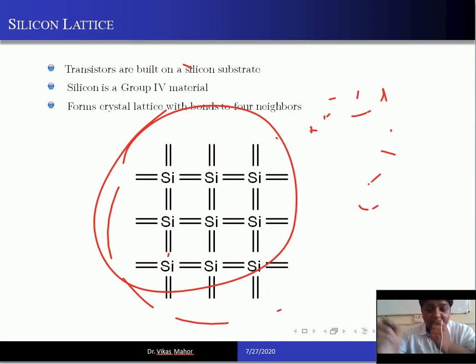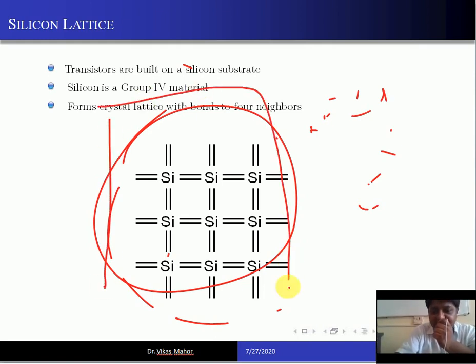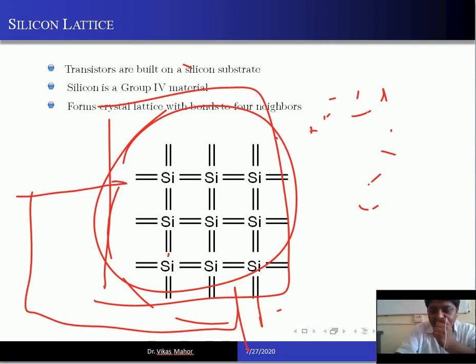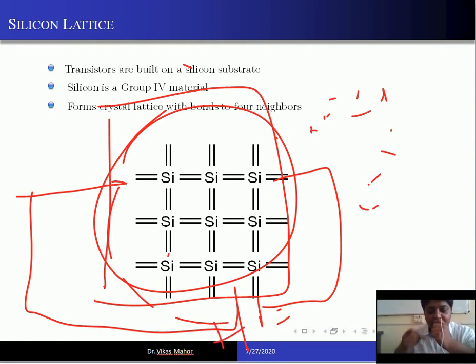Now what if you apply a voltage? Let us consider this is a silicon wafer. Now you apply a voltage something like this, positive, negative. A battery is connected here. Now what will happen? Will current be flowing in the circuit? No. Why? Because there are no free electrons in the silicon lattice, so the current will not move.